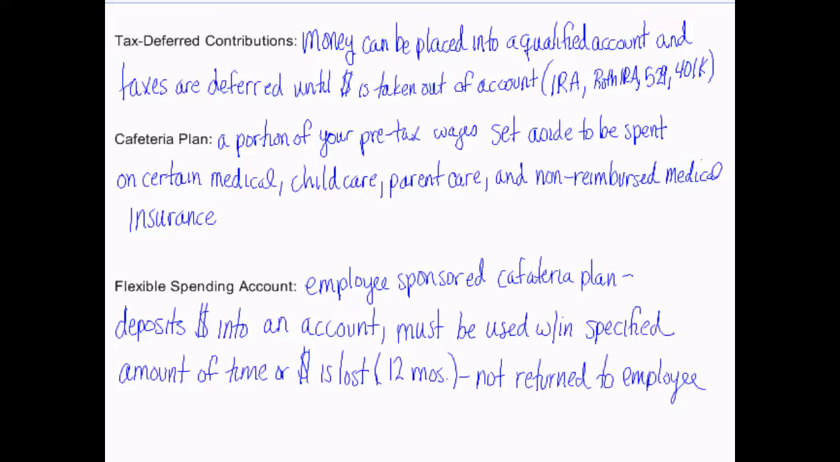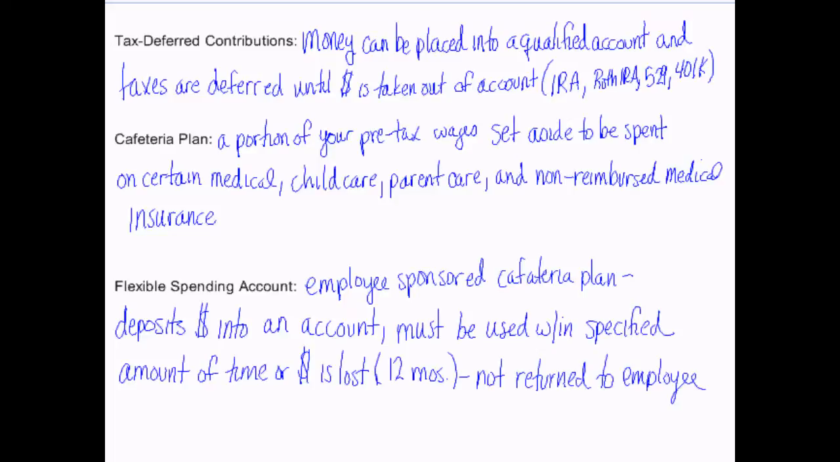If you have elderly parents, it can be spent on their care. And then non-reimbursed medical insurance. The flexible spending account is the most common of those. It's an employee-sponsored account. The money comes out of your check and goes into an account. And you can either get like a flex card Visa thing that allows you to go to the doctor and you just charge your doctor's visits or your prescriptions on it, or you have to submit forms to get reimbursed. You pay for the thing, like child care, you pay for the child care and then you fill out a form and then they send you a check.